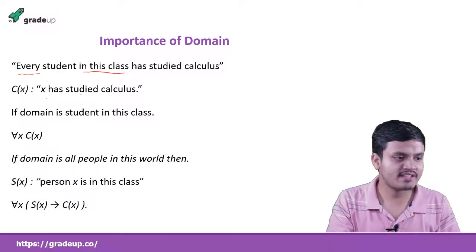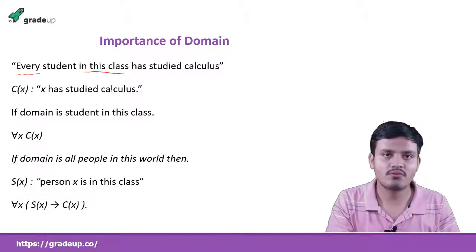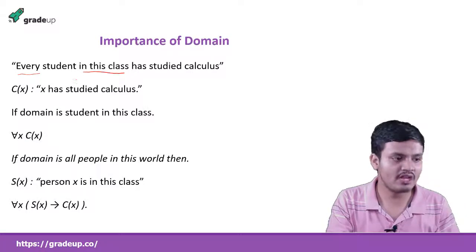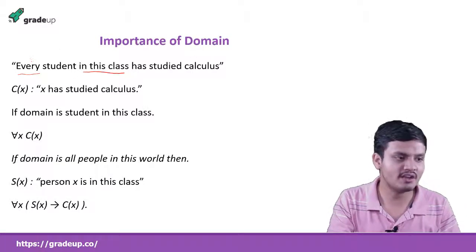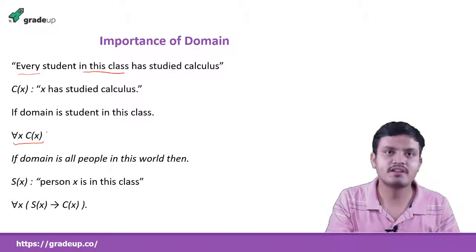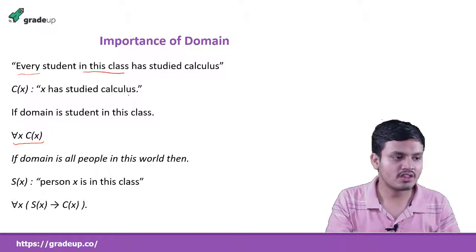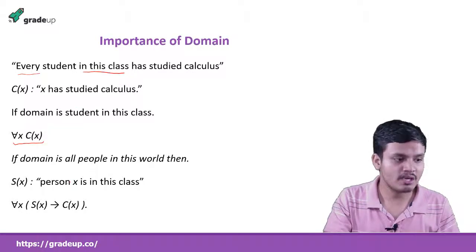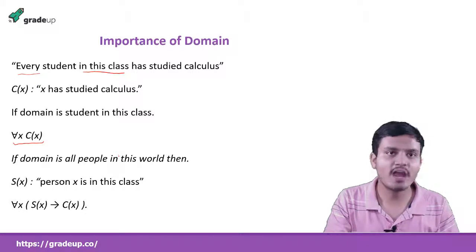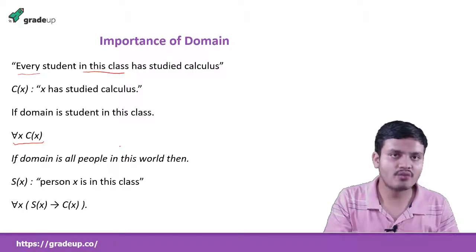C(x) represents x has studied calculus. Now what is x? That is the question. If x is a student in this class, then we can represent this statement very easily. How? We can represent this as for all x, C(x). This means that all students in this class have studied calculus. That simple it is. But if x is not a student in this class, if x is people in the world, x can be any person in the world, then we have to do something.